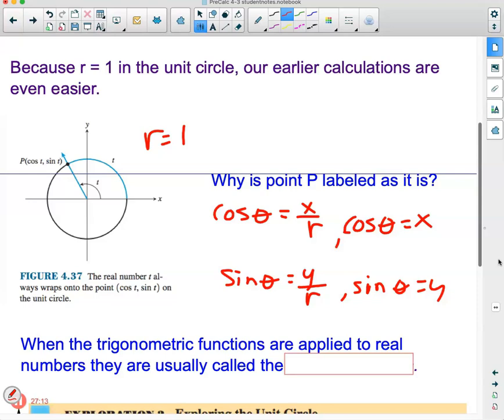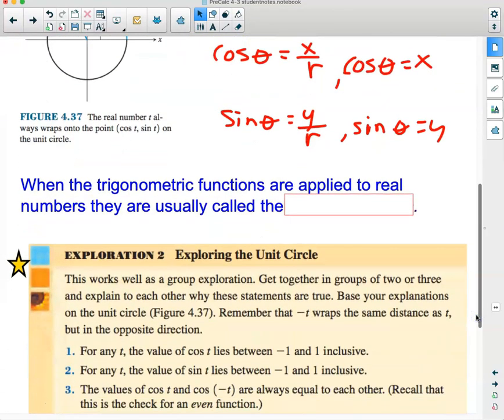If you remember, ordered pairs always come in alphabetical order. We've always talked about them as x and y, and that's alphabetical order. C comes before s, so alphabetical order again, cosine and sine. When the trigonometric functions are applied to real numbers, they're usually called the circular functions. So we get another fancy little label for them there. The circular functions.